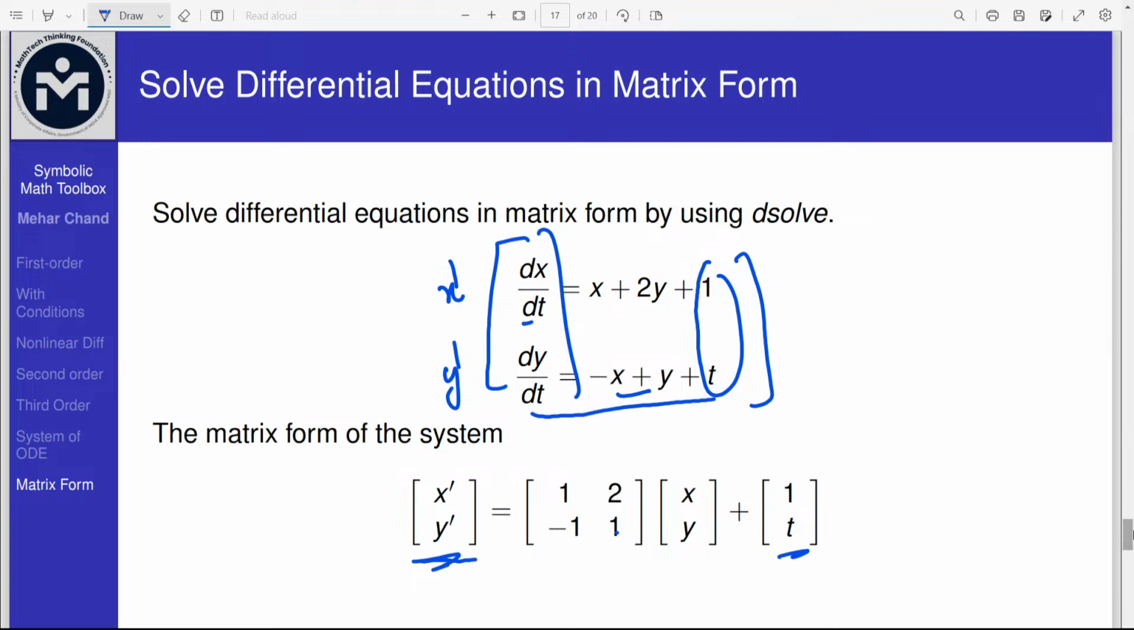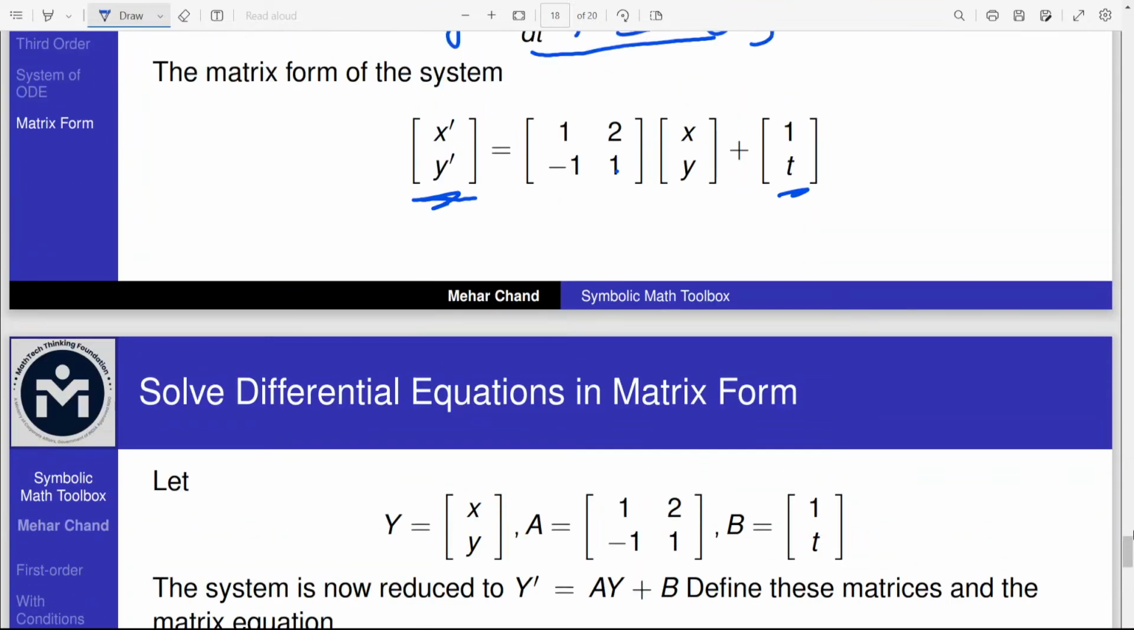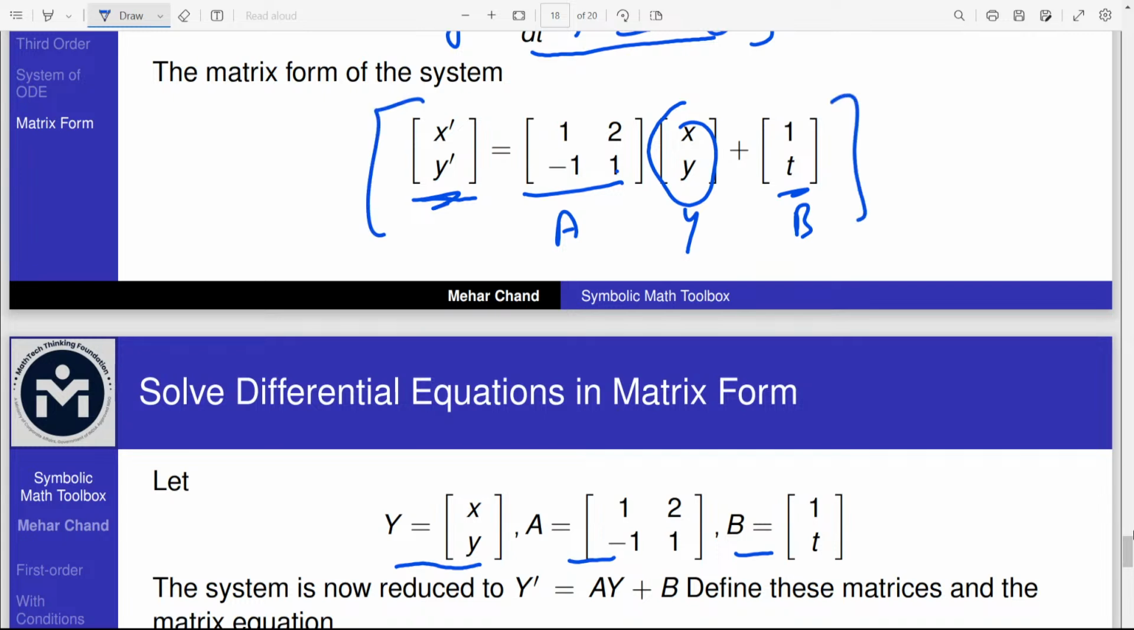Now we can easily suppose this one is equal to Y, this is the A matrix and this is the B matrix. So this is Y, this is A, this is B. Now the above system of equations in matrix form reduces into this form: Y dash is equal to AY plus B. So we can easily do it in this way.